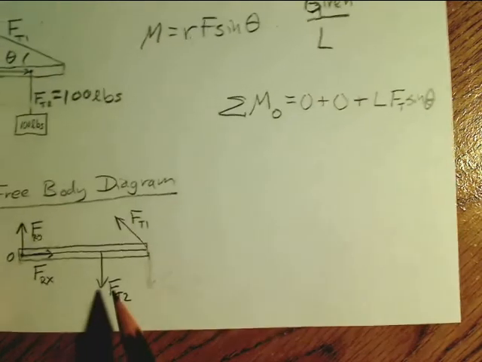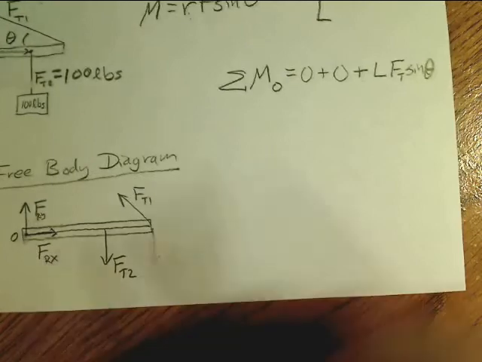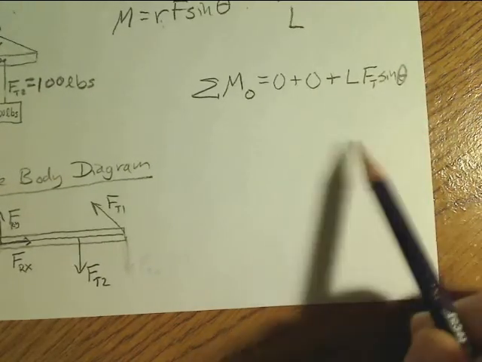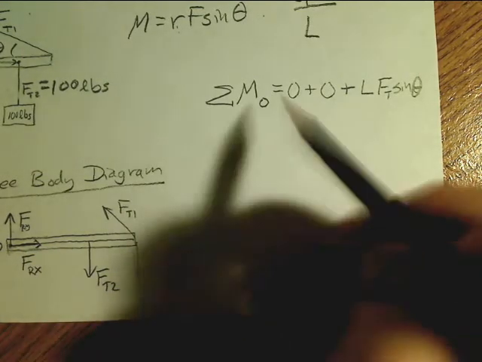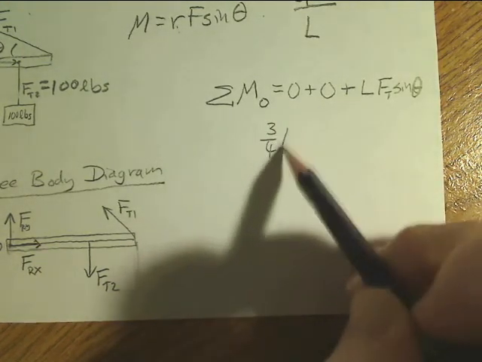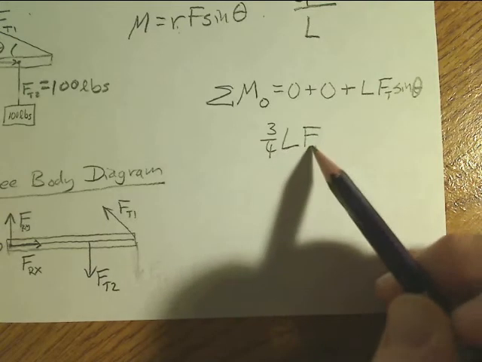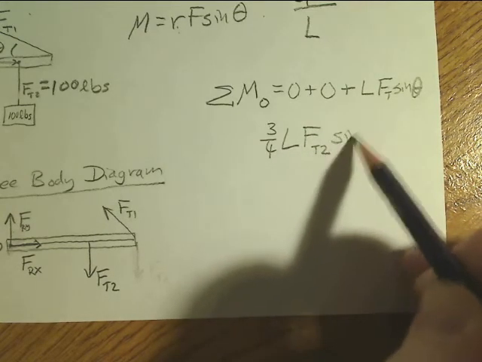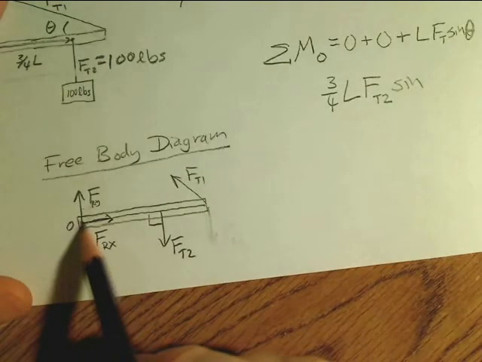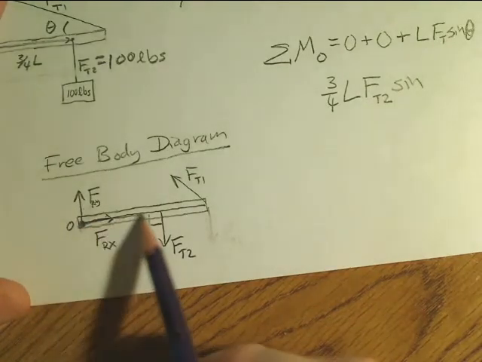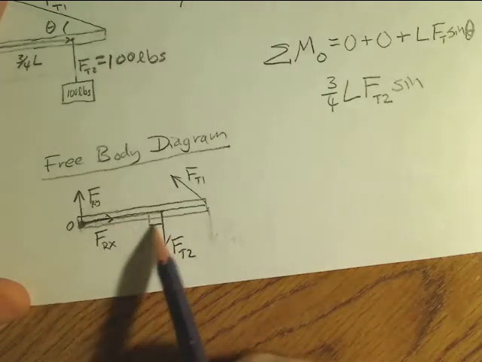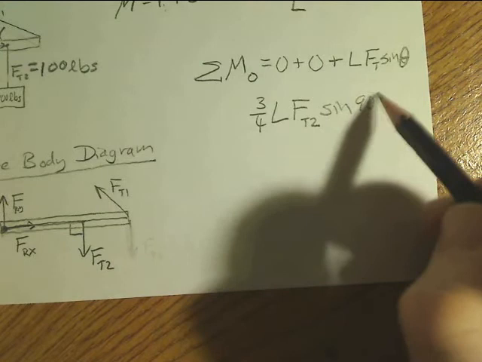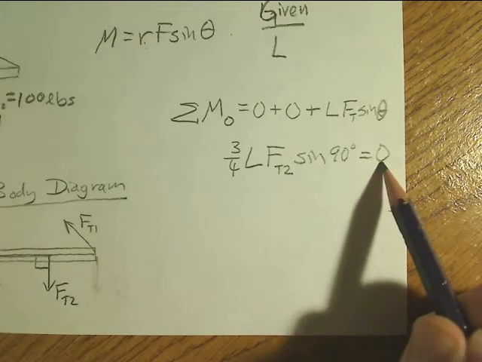Alright, and then we have one more term left to go. I always seem to run out of paper here, so we go on to the next one, and the lever arm would be 3/4 L times Ft2 times the sine of the angle between those two. So here's the point of rotation, there's a lever arm, 3/4 L, and there's that. So the angle between them is 90 degrees. The reason it's equal to 0 is because we're assuming no rotation.